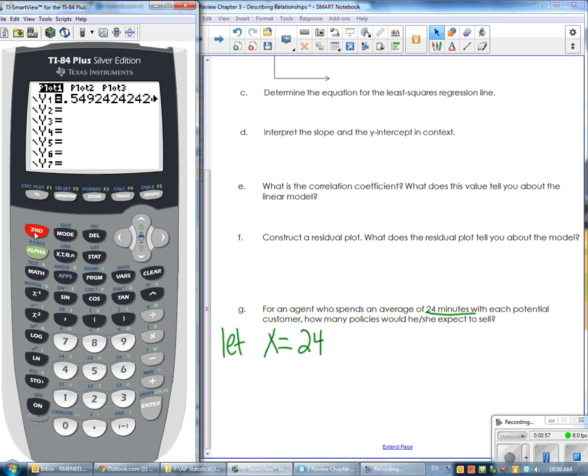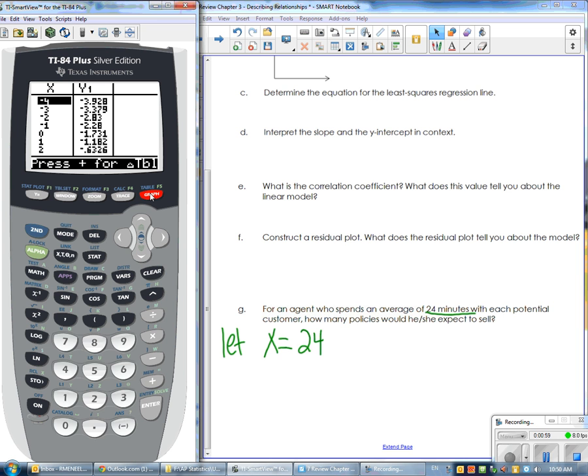I can do this in my table. If you go to your second graph, you can look at your table and you can actually just scroll down until you see 24. But that can be tedious and inefficient. So another way would be to look at your graph. Now, if you remember, I have the residual plot, so it's going to be a little bit harder for me to figure out the corresponding y value, since my original scatter plot is no longer there.